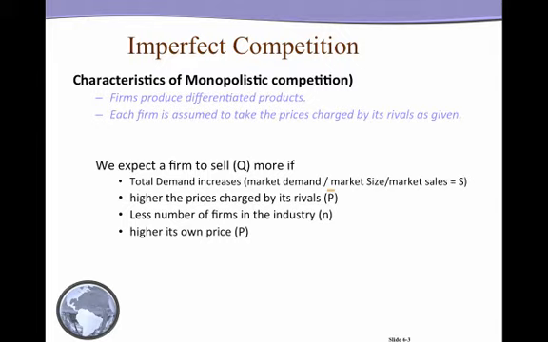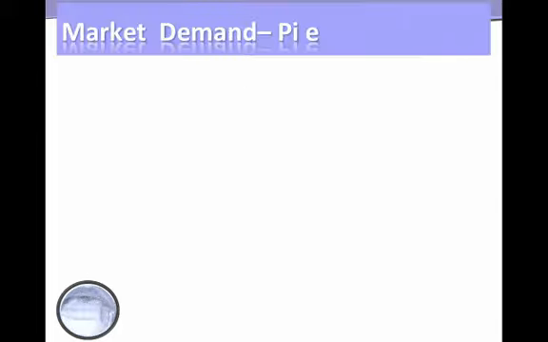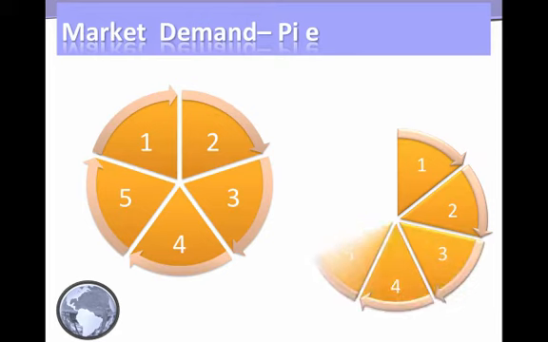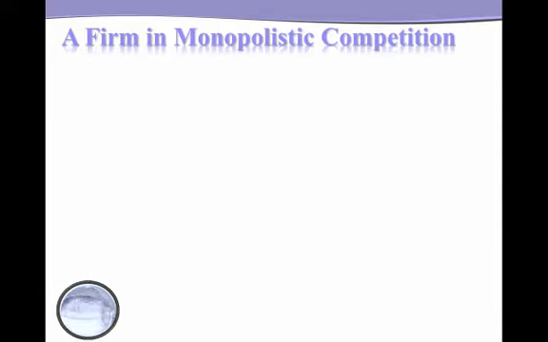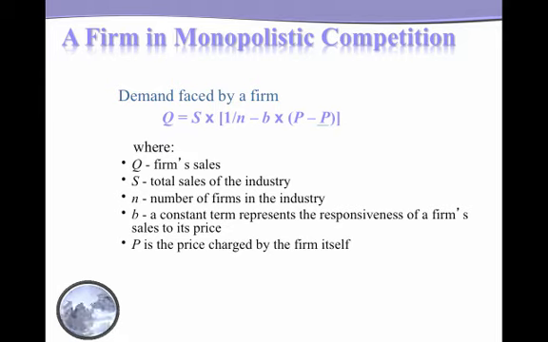Let's look at what's happening when there are fewer firms. You can think of the market demand, or the size of the market, as a pie. If you have 7 firms in the market, each firm gets a share of the pie. Now, some firms exit this market and you have fewer firms, then everyone gets a bigger share. Given this, we can now define what the demand function would look like for the firm.